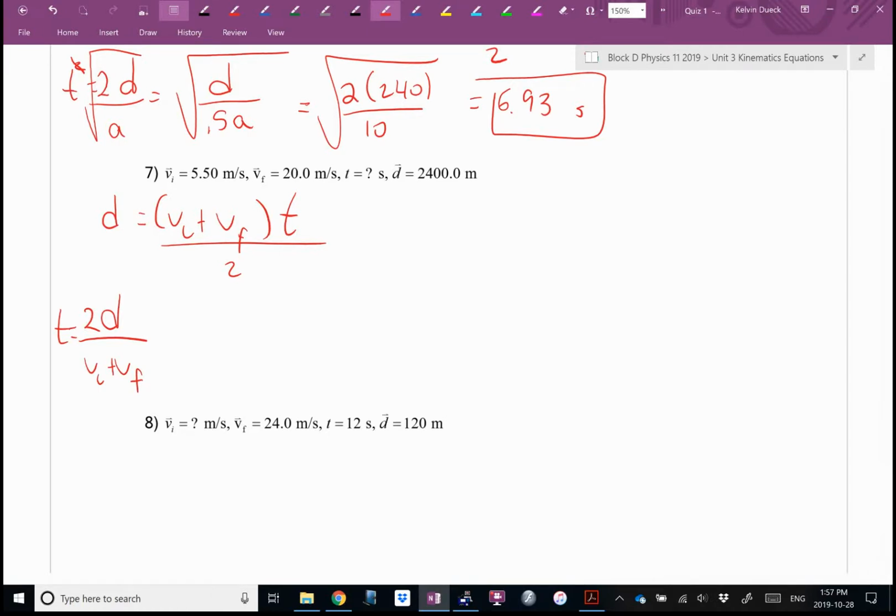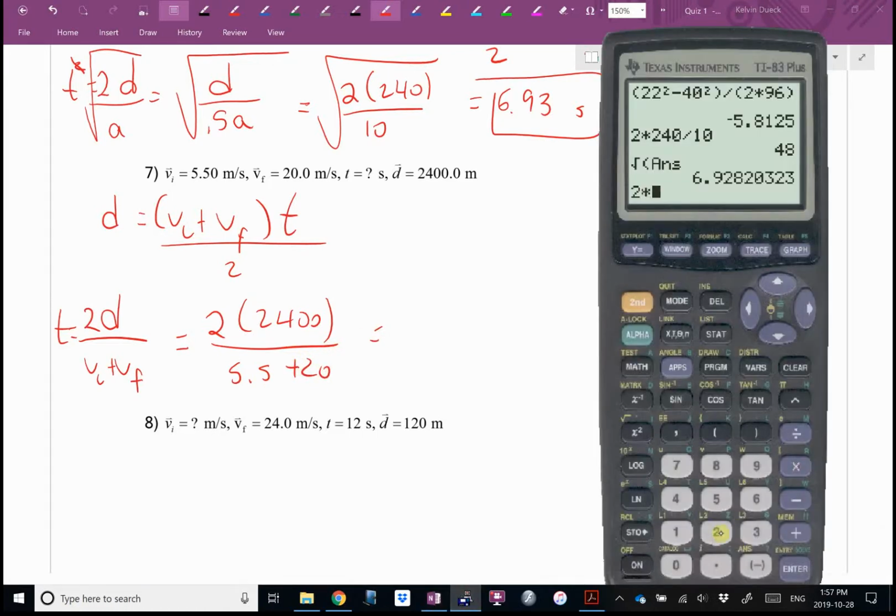This is the one that I saw a lot of people comparing with their neighbors. This is typically the one that generates a lot of discussion. But I hope now that I've done it, you're kind of going, oh yeah, that's how it should work. Didn't do anything new. So it's going to be 2 times 2,400 divided by 5.5 plus 20. 2 times 2,400. Brackets are on the top, although I could probably get away without the top brackets in this case, but I definitely have to have brackets around the bottom. Plus 20. You get 188.23.